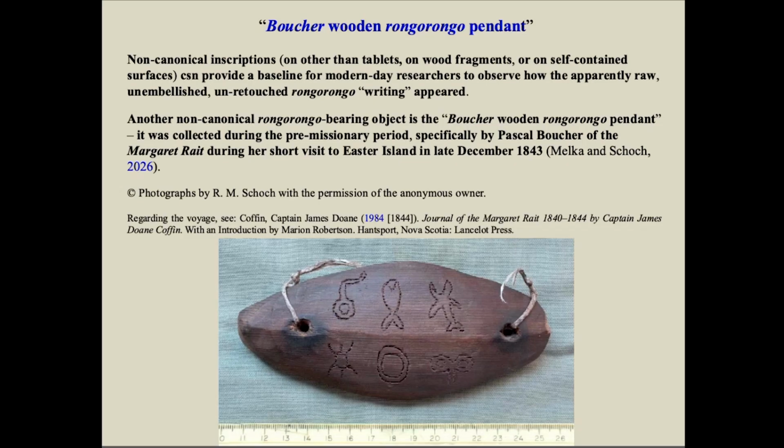Another specimen I want to point out was also collected by Pascal Boucher, and I mentioned this briefly in our previous presentation just a half hour or so ago. This is a pendant, and this pendant was collected in 1843, again by Pascal Boucher, of the whaler named Margaret Raitt, the ship.